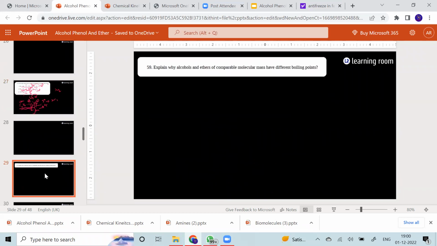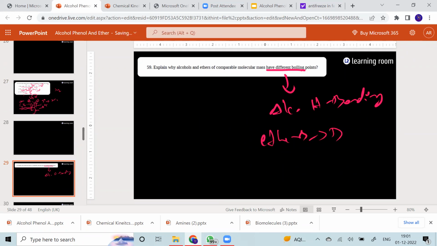Explain why alcohols and ethers of comparable molecular masses have different boiling points. It's very simple, because in alcohols, hydrogen bonding is there. As simple as that. And in ethers, there is no hydrogen bonding, only dipole-dipole interactions. Hydrogen bonding is stronger. That's why alcohols have a higher boiling point.